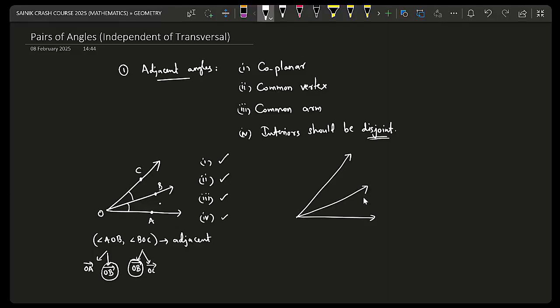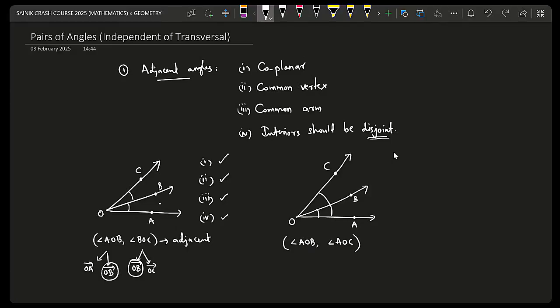Similar type of figure. Let us say this is O, this is A, this is B, and this is C. Previously I checked AOB and BOC, but now I'm checking AOB and AOC. So which angles am I checking? Angle AOB and angle AOC. Are these two adjacent or not?